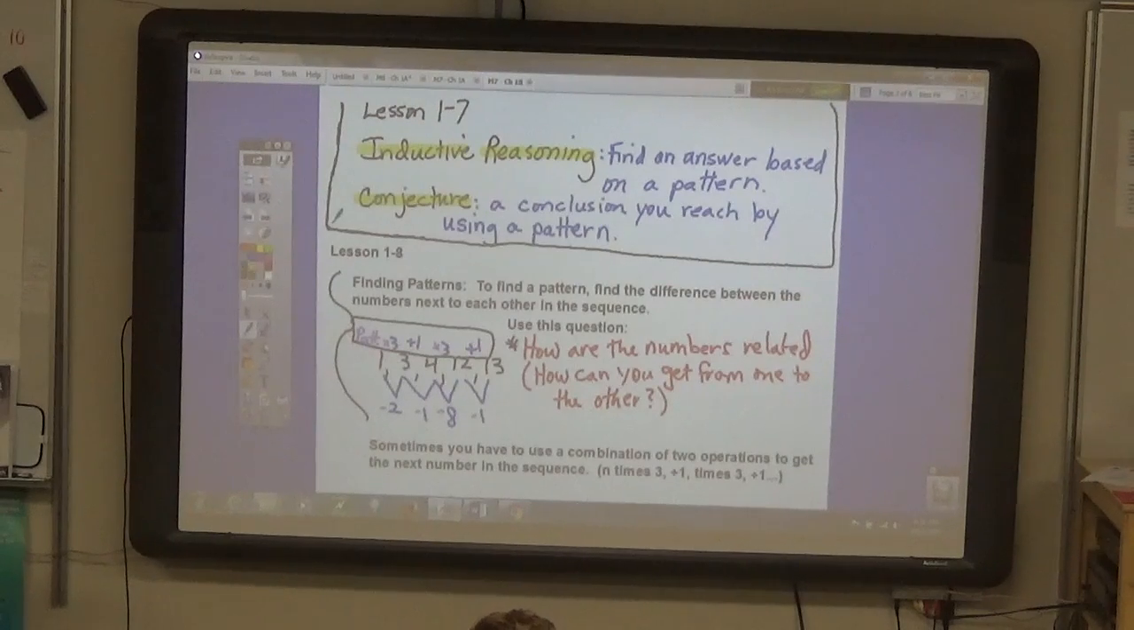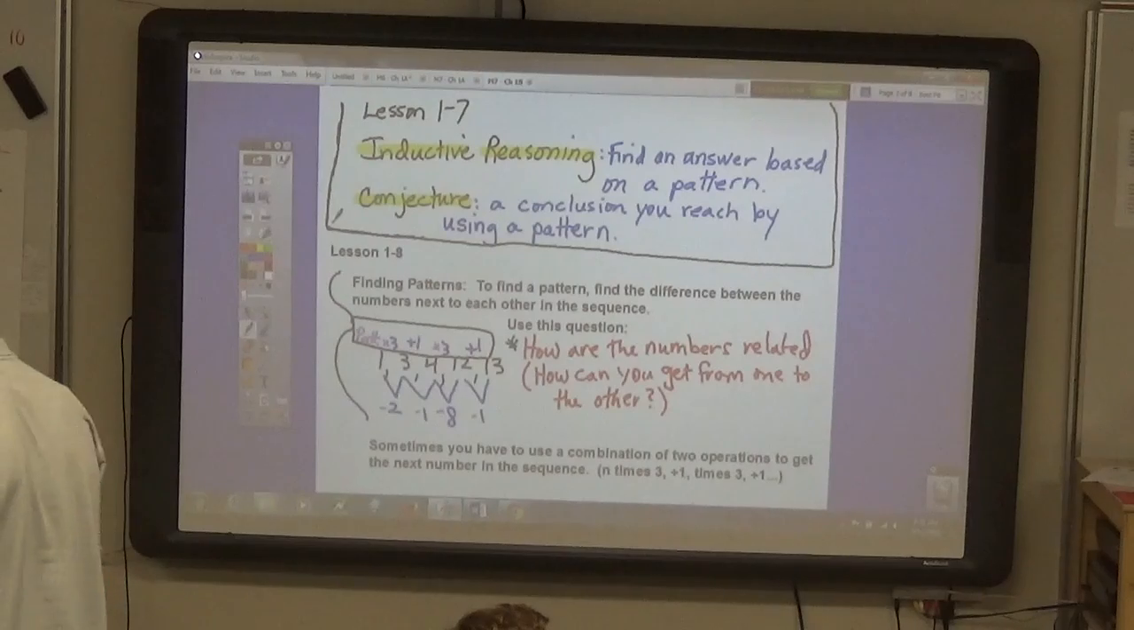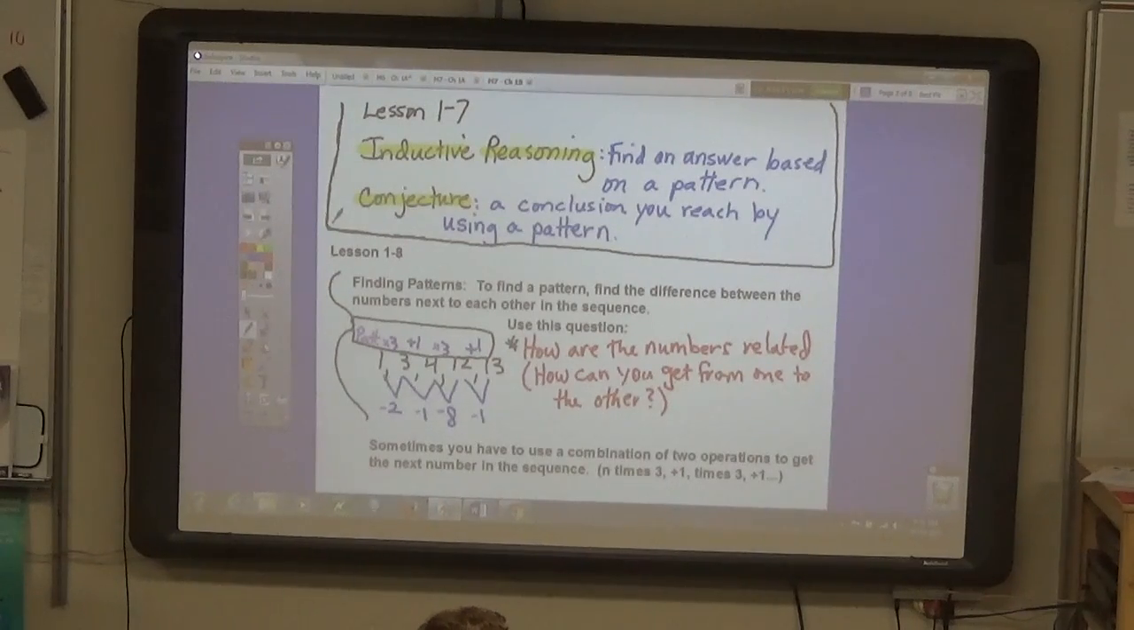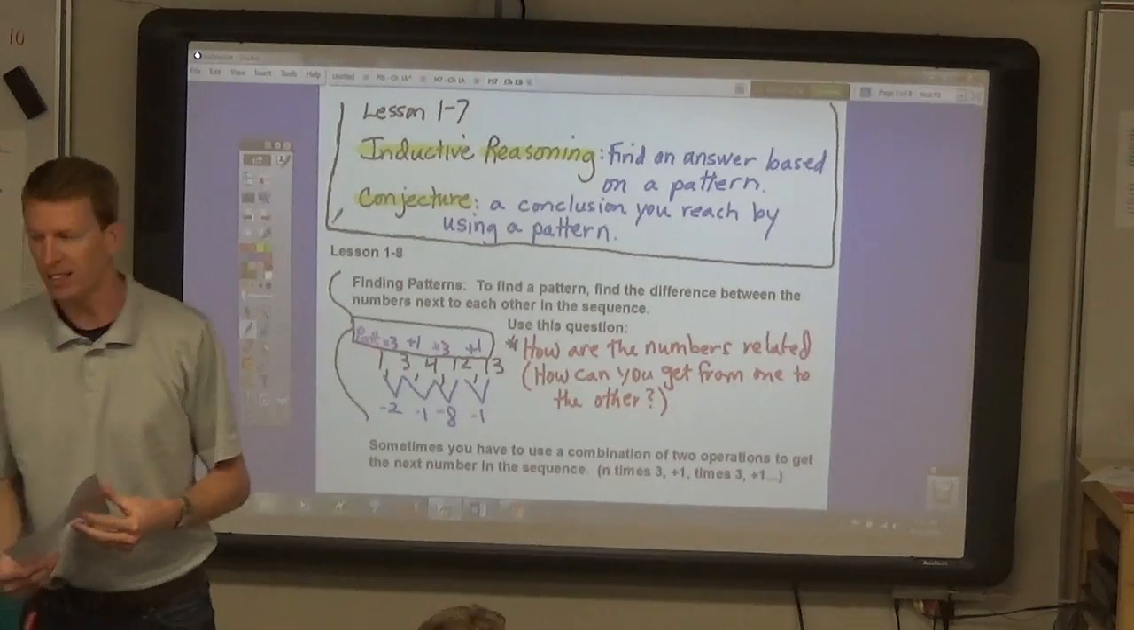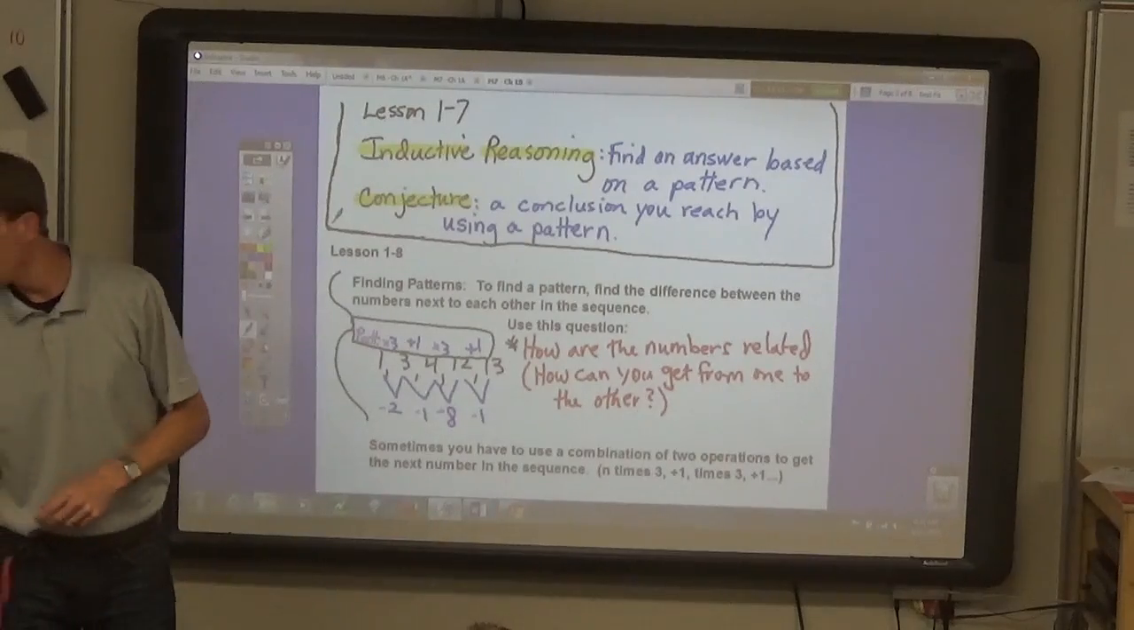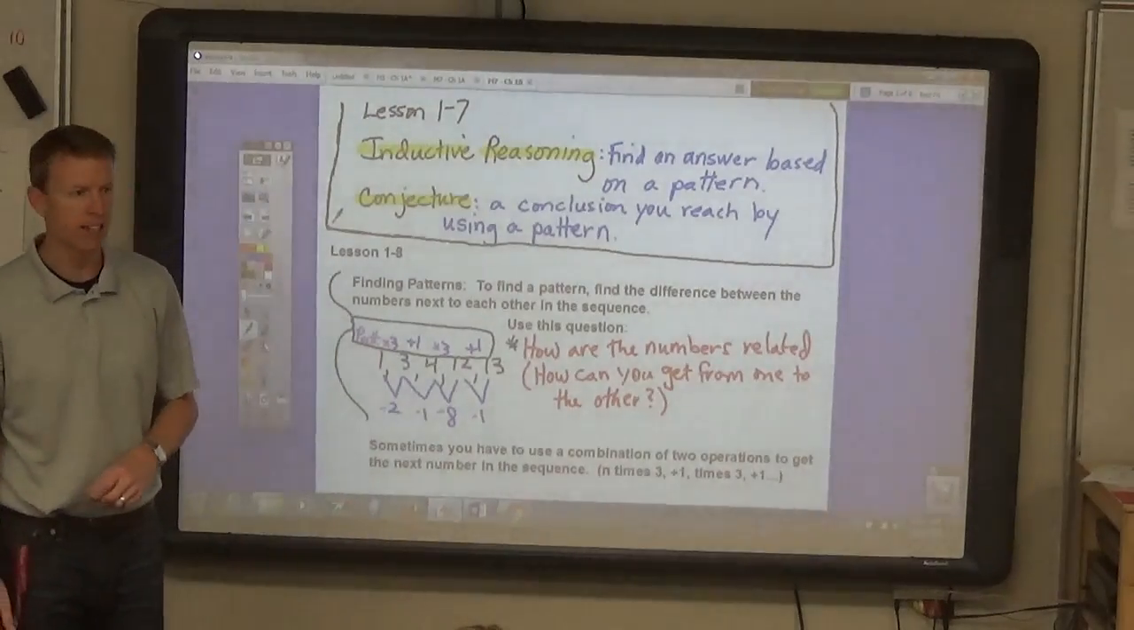All right, 7th graders, we're going to talk about what inductive reasoning means. Inductive reasoning basically just means using logic to find the answer.